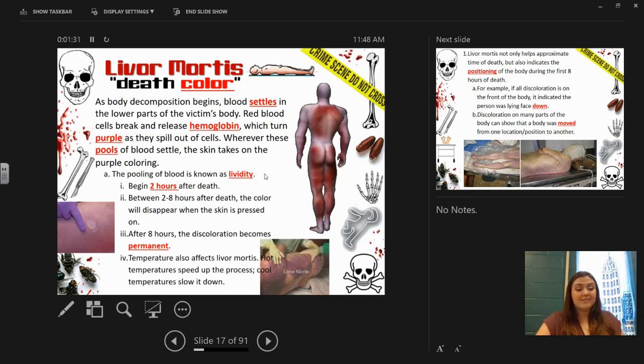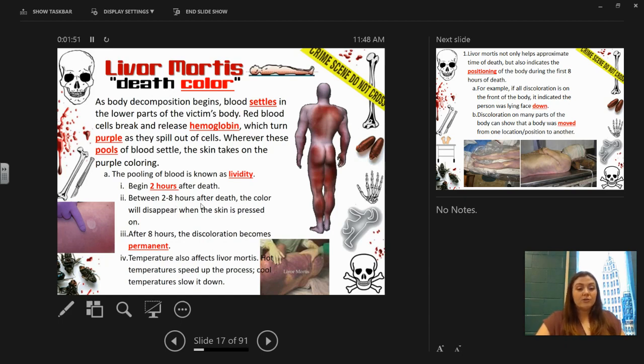The pooling of blood is known as lividity. So this process of the blood settling is called lividity. That's a term. It begins 2 hours after death. So about 2 hours after a person has died, if they are still in that same position, gravity is just pulling the blood down, and this process starts to turn the skin a purplish red color.